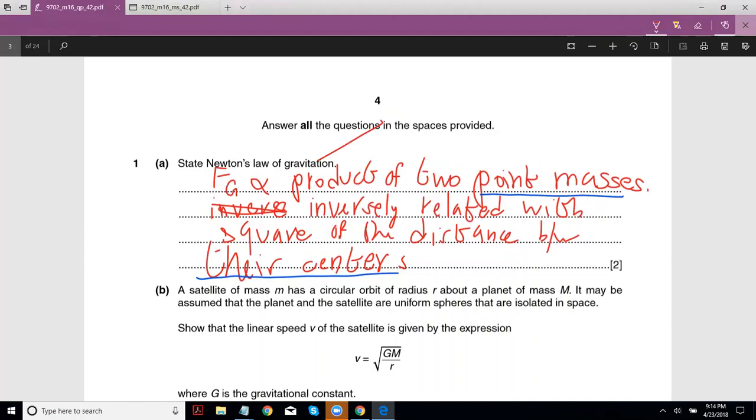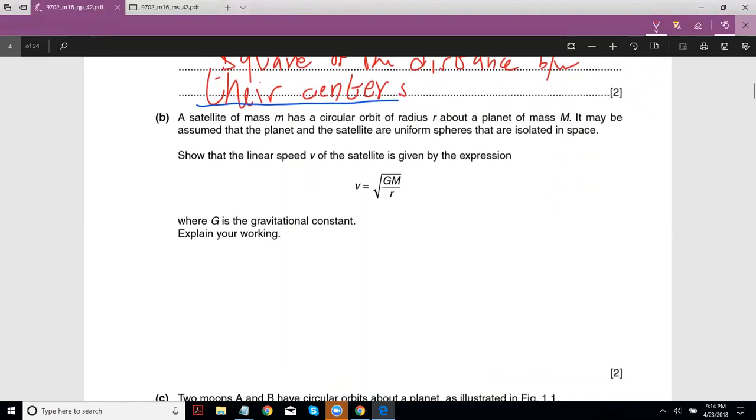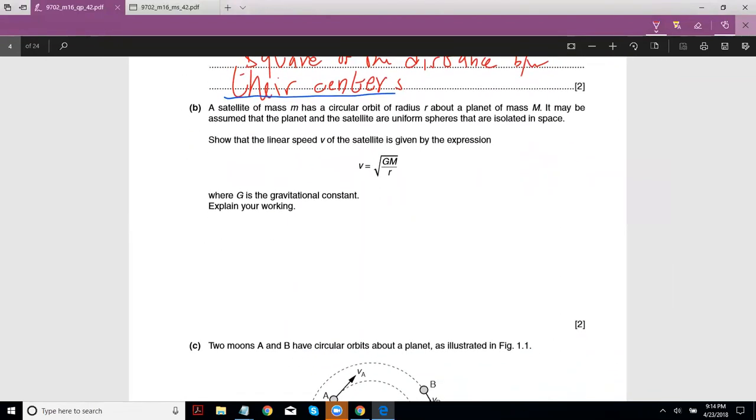And basically what you have to do here, अगर formula याद है gravitational force का, इसको basically आपने बस words में लिखना है. सही है. So a satellite of mass m has a circular orbit of radius r about a planet of mass capital M. It may be assumed that planet and satellite are uniform spheres that are isolated in space, तो कोई दूसरे की field नहीं है. Show that the linear speed of the satellite is given by the expression where G is the gravitational constant.